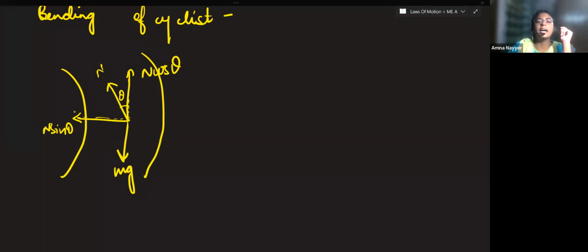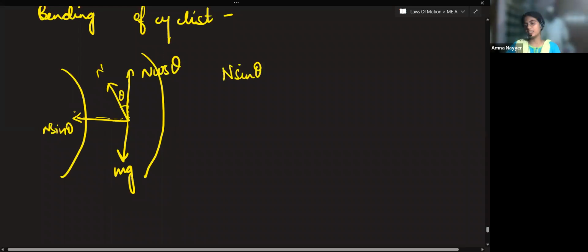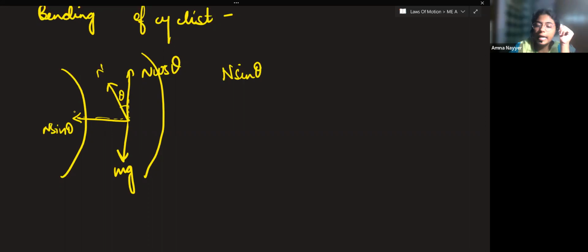Okay, good. Aisha only answers this part. So I think Aisha's concept of centripetal force has become clear. N sin theta provides the centripetal force. This is N sin theta equal to mv square by r, right?